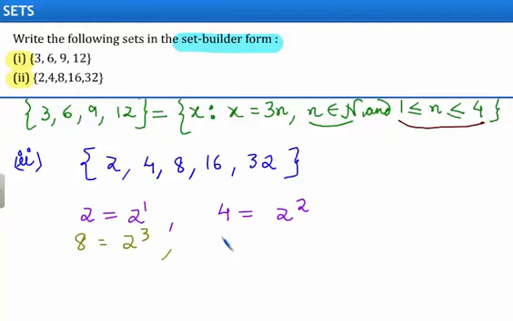Then we have 16. 16 is equal to 2 to the power of 4. Then we have 32. 32 is equal to 2 to the power of 5.